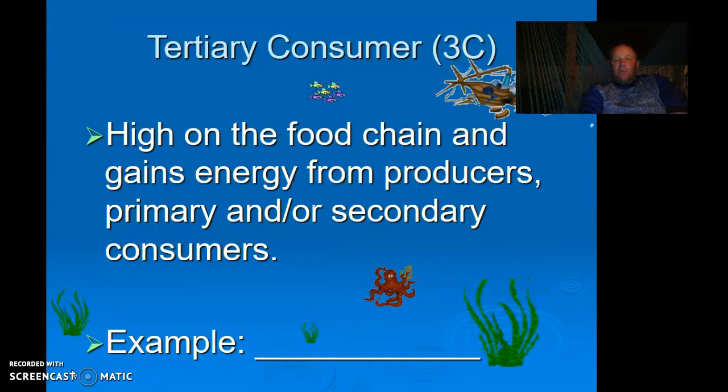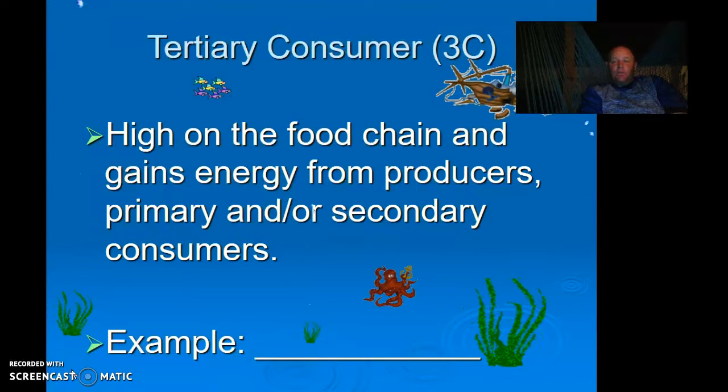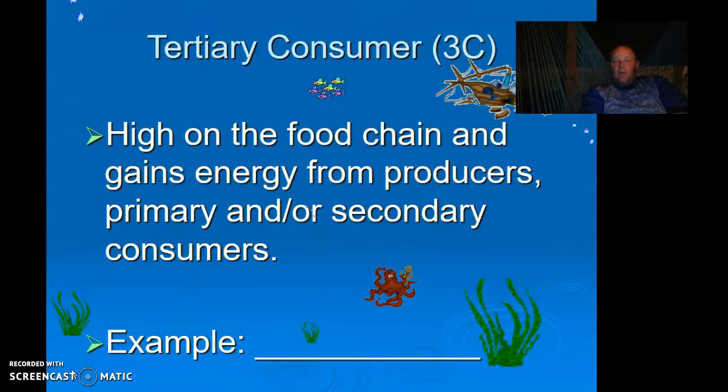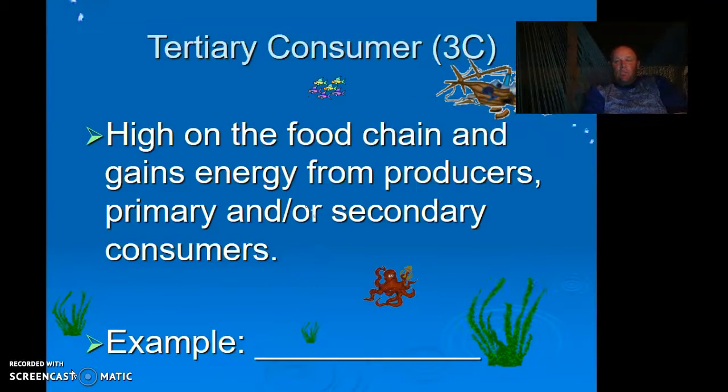Another example of this would be bears. Bears will eat anything from berries in the spring and summer to fish in their spawning, which would be exclusively fish. Because fish, for the most part, especially salmon and things like that, will eat only meat, which makes them secondary level consumers. So bears then become tertiary level consumers.